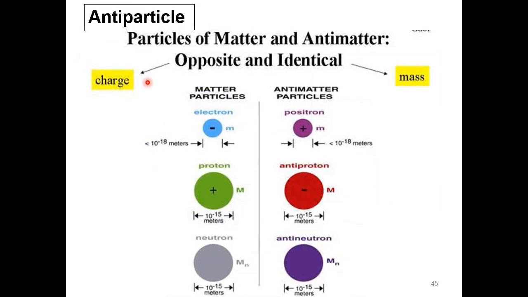Particles of matter and antimatter are divided by opposite and identical: opposite based on charge and identical based on mass. Matter particles are such as the electron, proton, and neutron. Antimatter particles are such as the positron, antiproton, and antineutron. These are particles of matter and antimatter.